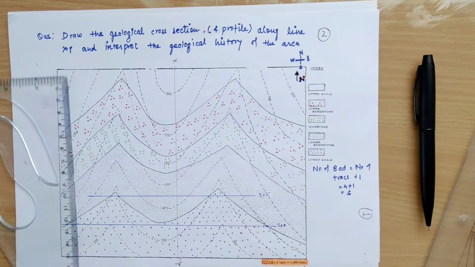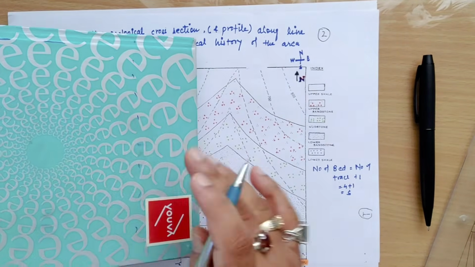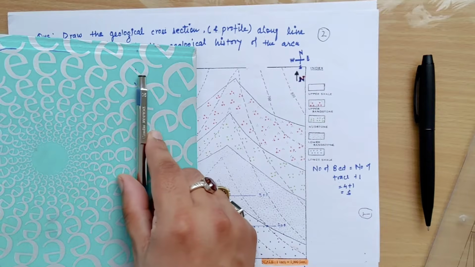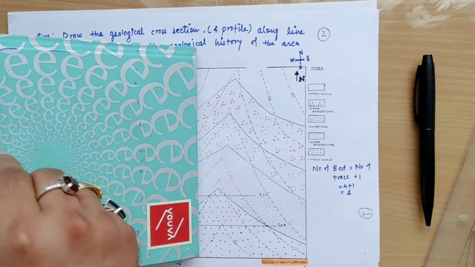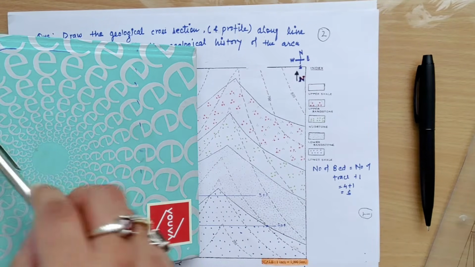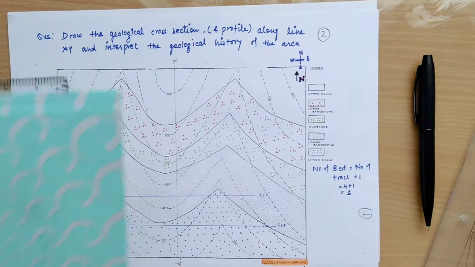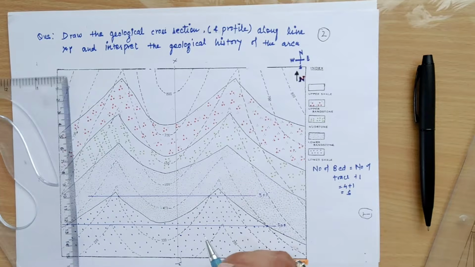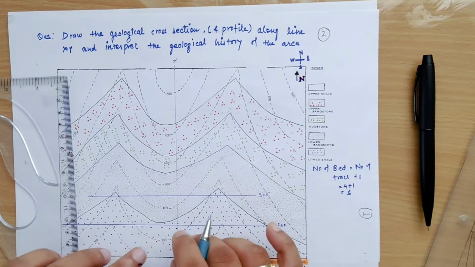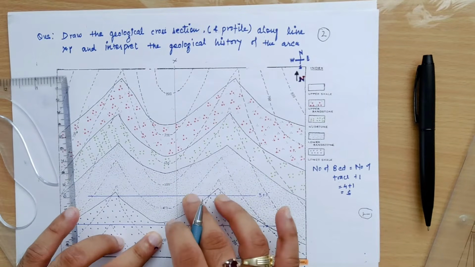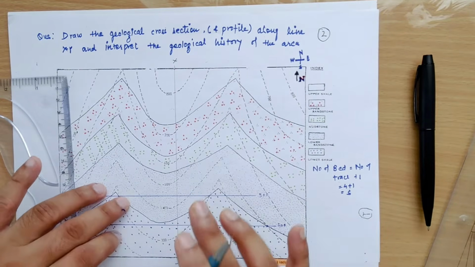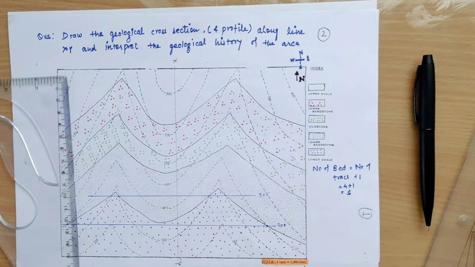So how is the direction of dip determined? The lower strike line is of lower value and the higher strike line will lie at higher values. So the dip direction is from this to this, from higher value to lower value. It means in this particular map, the dip direction will be from the higher value of a strike line to the lower value of a strike line.